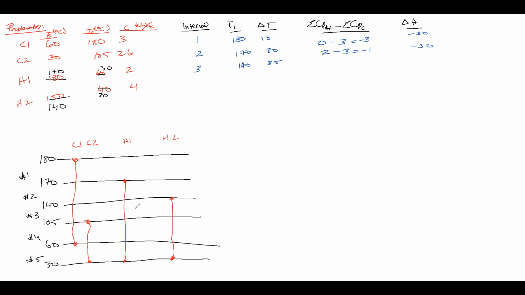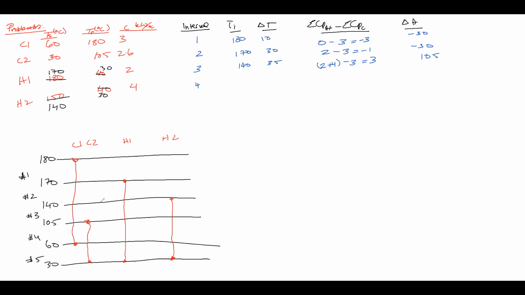Summation of Cp hot minus Cp cold. I have 2 hot streams, H1 plus H2, so this is 2 plus 4, minus 1 cold stream, C1, which is 3. And this is 6 minus 3. This is 3. 3 multiplied by 35 is what? 90 plus 15, so it's 105.